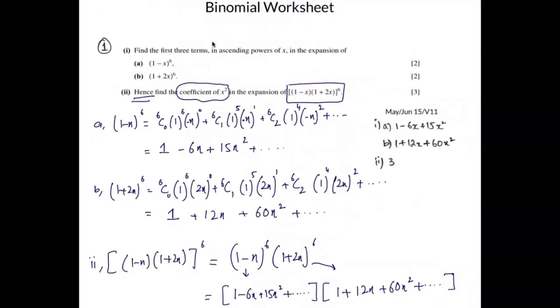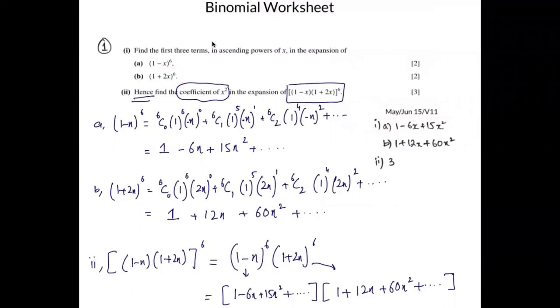I'll just go over what we have done in this question. The first part was expand 1 minus x to the power of 6 till the first 3 terms. So using the binomial expansion formula that I taught you in the earlier class, you're just going to expand till the first 3 terms, and this is the expansion that you get. The first term is 1, the second term comes out to be minus 6x, and the third term comes out to be 15x squared. You're going to do the same thing for 1 plus 2x to the power of 6 as well.